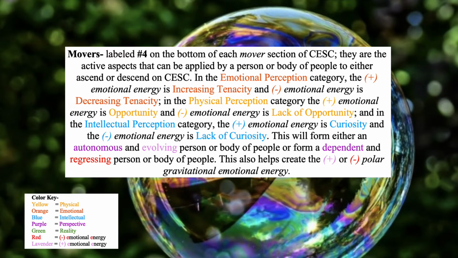In the emotional perception category, the positive emotional energy is increasing tenacity and the negative emotional energy is decreasing tenacity. In the physical perception category, the positive emotional energy is opportunity and the negative emotional energy is lack of opportunity. And in the intellectual perception category, the positive emotional energy is curiosity and the negative emotional energy is lack of curiosity. This will either form an autonomous and evolving person or body of people or a dependent and regressing person or body of people. This also helps create positive or negative polar gravitational emotional energy.